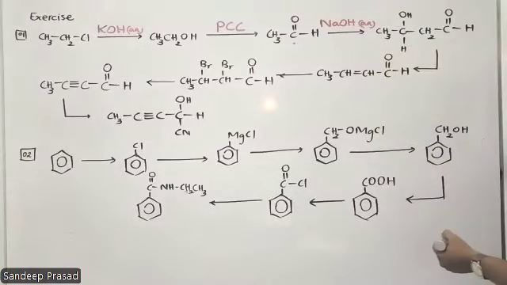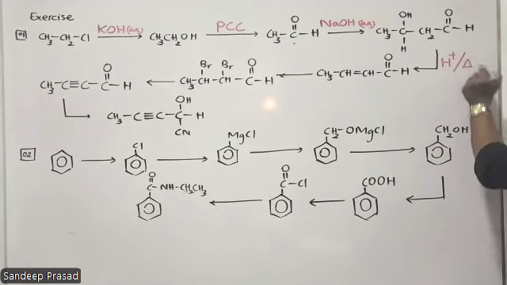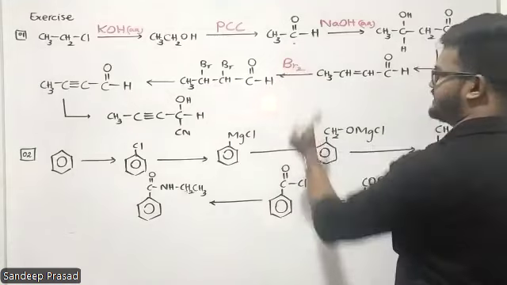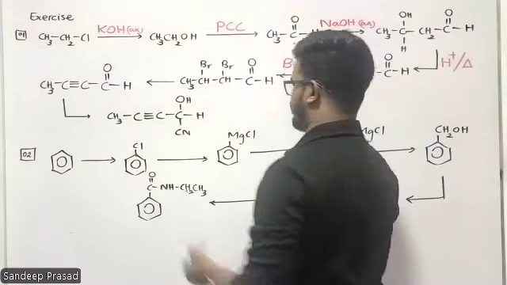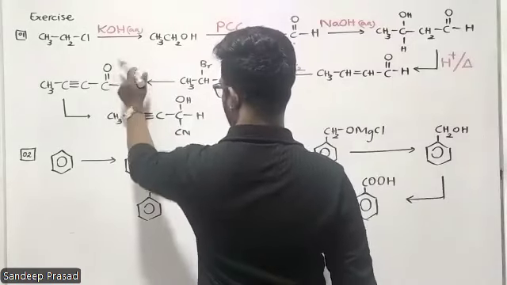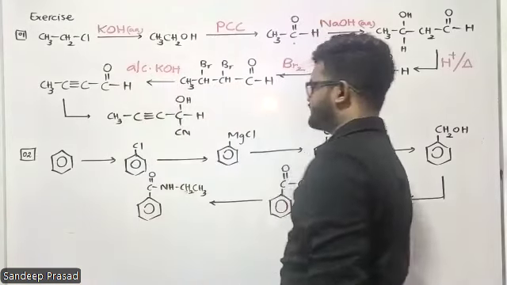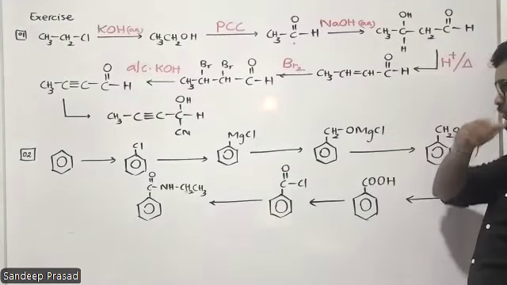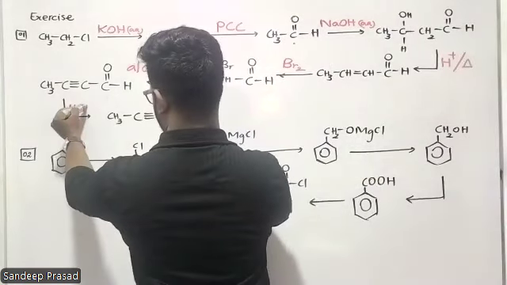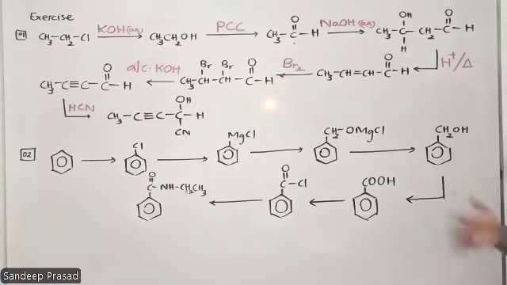Self-condensation, so aqueous sodium hydroxide should be added. Thereafter, we know that H plus and heat. Then two bromine atoms are connected, which means Br2 is added. Bromines are eliminated with the hydrogens, definitely. Alcoholic KOH is added to the compound, right? Dehydrobromination. So in here, we can put HCN, right? Aldehyde or ketone reacts with HCN.